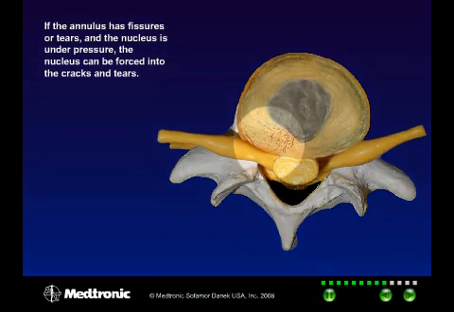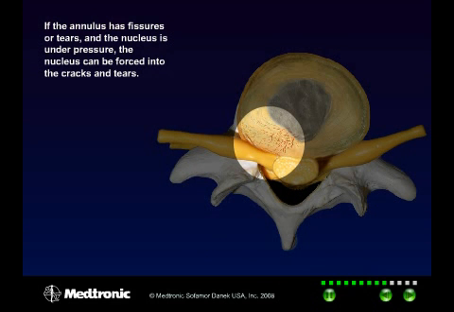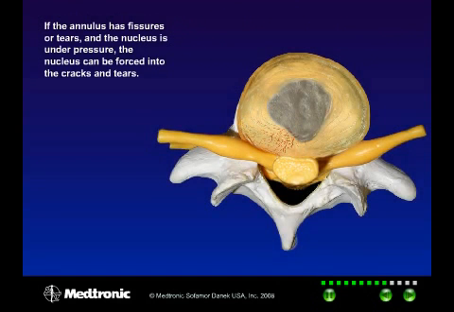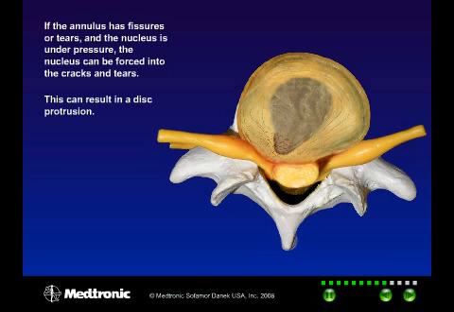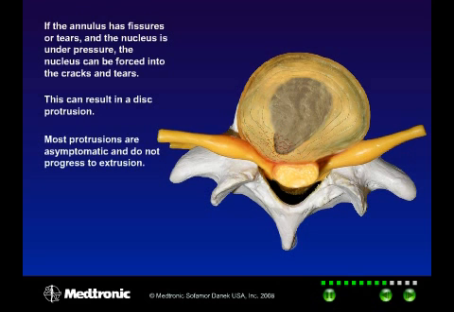If the annulus has fissures or tears in it, and the nucleus is under pressure or is pressurized as a result of movement such as bending or twisting, the nucleus can be forced into the cracks and tears in the annulus, which can result in a disc protrusion. Most protrusions are asymptomatic and do not progress to extrusion. Most resolve on their own.